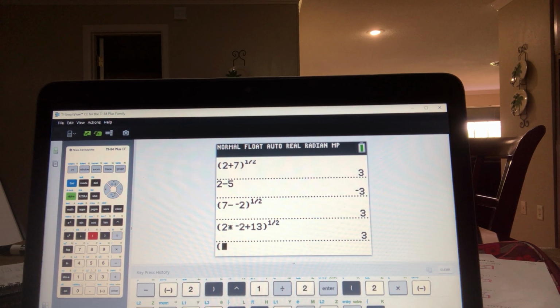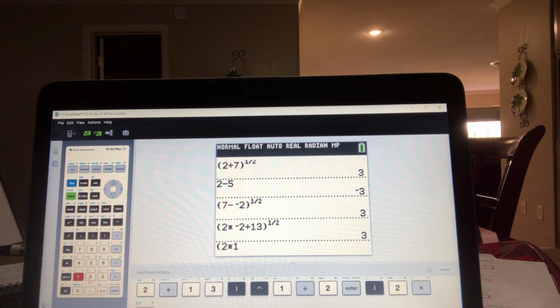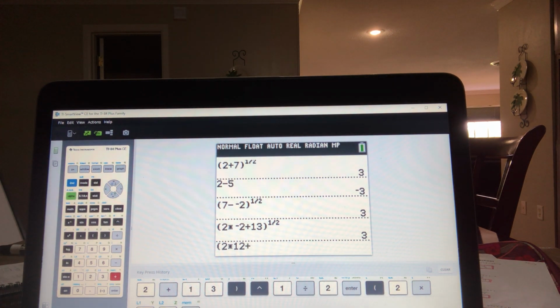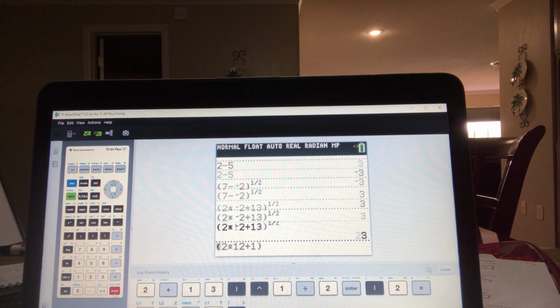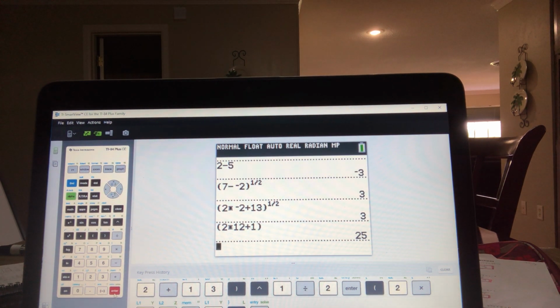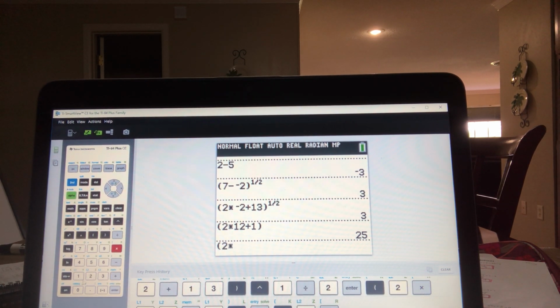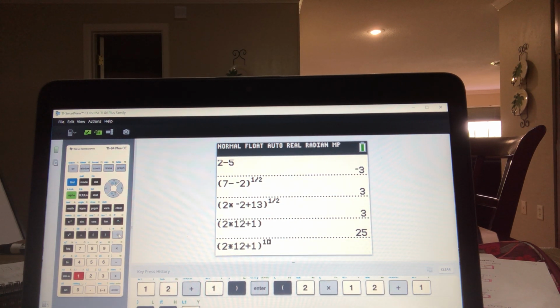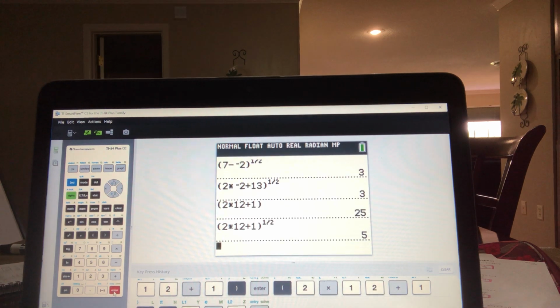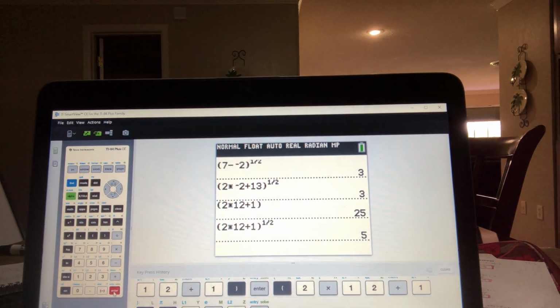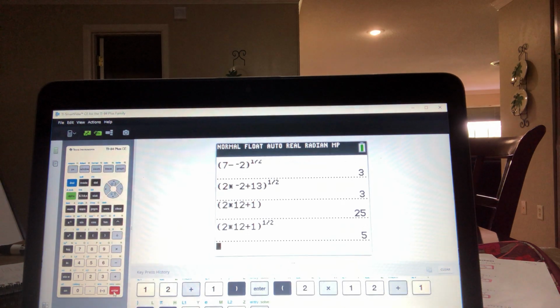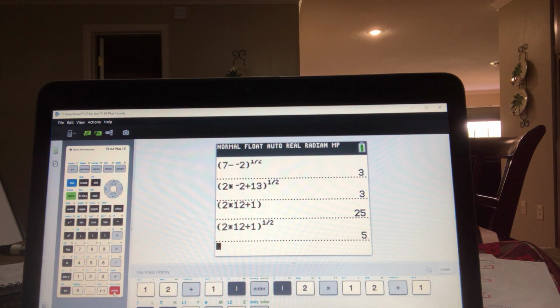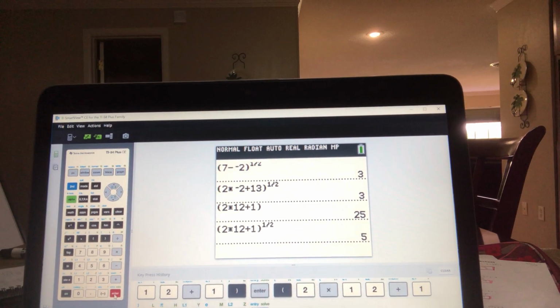And then you got 2 times 12 plus 1 is 25. Oh, I forgot to do the half power. Oh, dang it. Okay. Yeah. So 2 times 12 plus 1 raised to the power this time, 1/2 is 5. Now, if you look in the original equation, the other side is -5. So 5 and -5 are not the same thing. So that means our solution, 12, is no good.